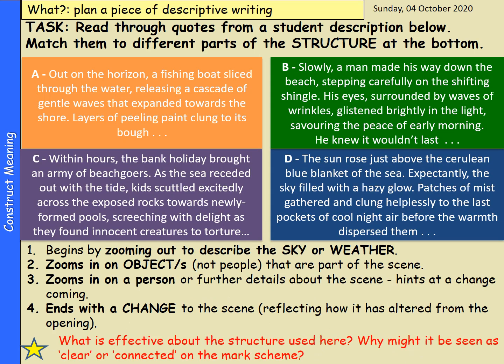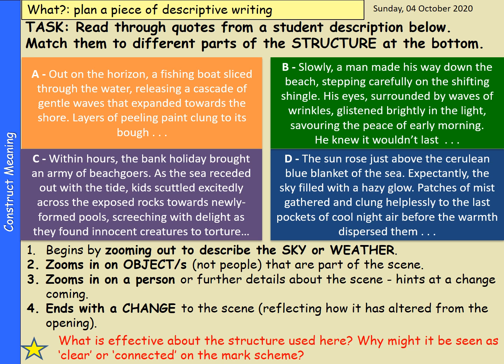So just to look at structure and how another student may have structured a description, what I'd like you to do is read through these quotes. This isn't a full description here. It's just sections of a student description. Read through them. They are not in the correct order. And match them to the different parts of the structure at the bottom. So below we've got the different steps that a description might go through, starting with a description zooming out on the sky or weather. So just look at the lettered boxes and match them to the different numbered parts of a description, the order that it should go. So these are out of order. Put them in this order, which one matches with which.